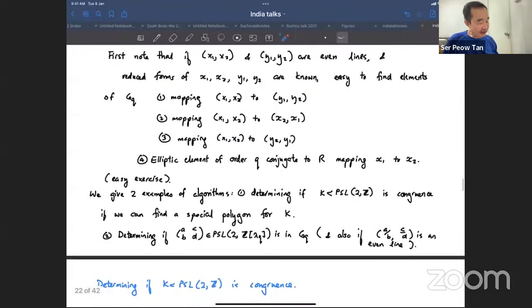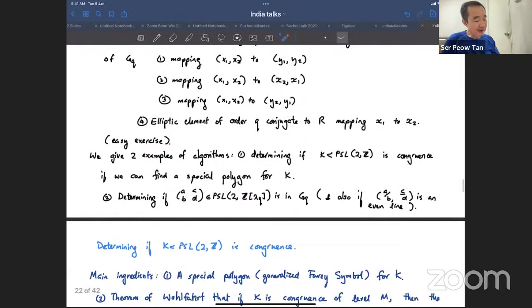I can also find an elliptic element of order Q which maps x1 to x2. So x1, x2 is an even line, so there's an elliptic element of order Q which sort of rotates it about so that x1 goes to x2, and I can find that element. So all of these things are fairly easy exercises to find these matrices. But once we're able to find these matrices, we can now devise some algorithms.